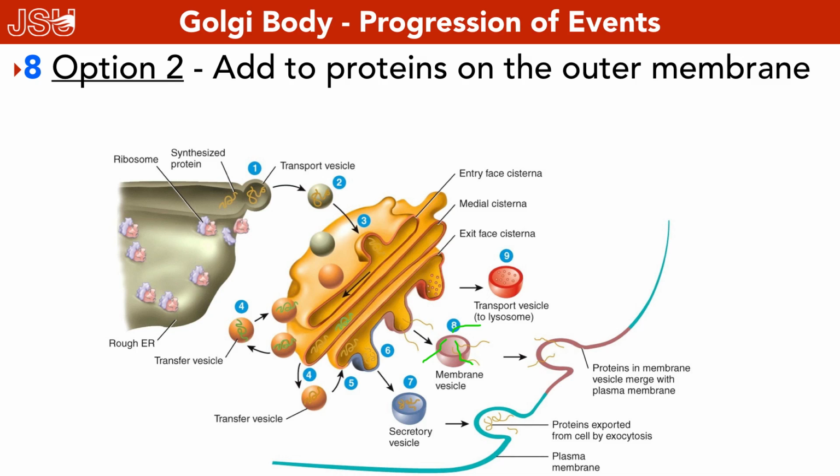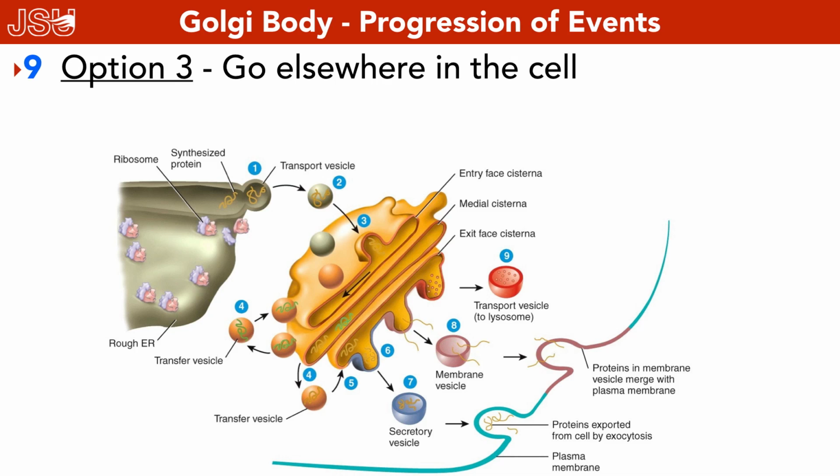Okay, so now we have added proteins to our membrane, and then we can also go somewhere else. Here is the third one. Here is our transport vesicle, and that can carry enzymes to another place inside the cell. So what can we do? We can release things outside the cell, we can integrate things on the outer cell membrane, and we can carry proteins somewhere else in the cell.